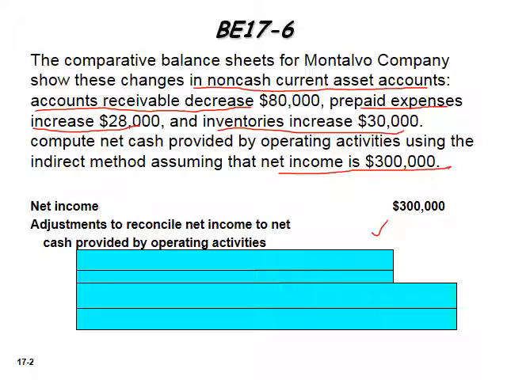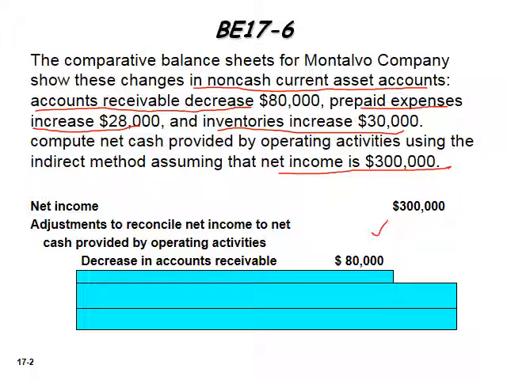So our first line, we're going to adjust for the accounts receivable. Accounts receivable decreases because we collect more cash than we had sales. So if the accounts receivable decreases, it's because we collected additional cash. A decrease in accounts receivable means there's an increase in cash. So we're going to add the change in accounts receivable because it decreased.